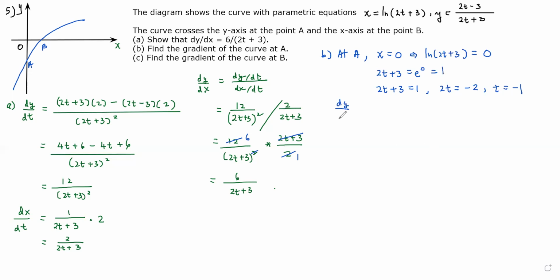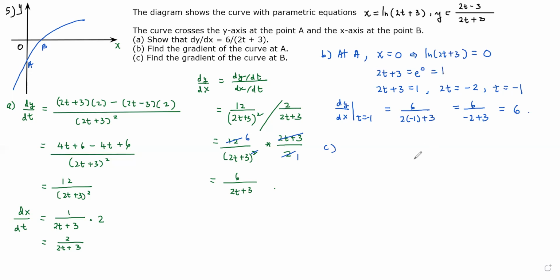We now find dy/dx at the value where t is negative 1, and we have 6 over 2 times negative 1 plus 3, so that will give us 6 over negative 2 plus 3, which is 6 over 1, and we have a value of 6 here.